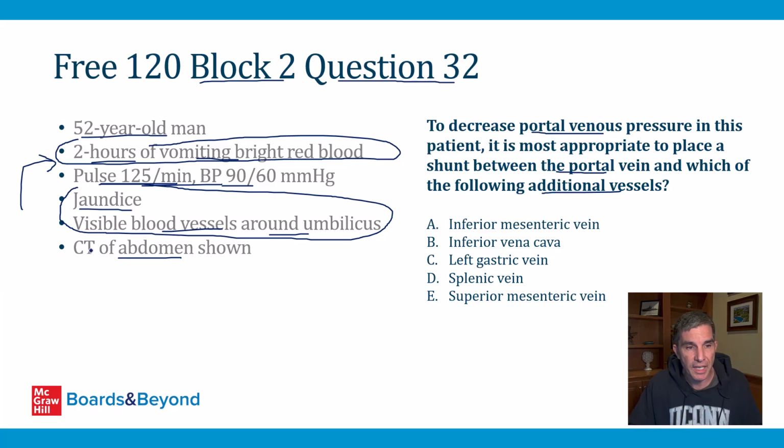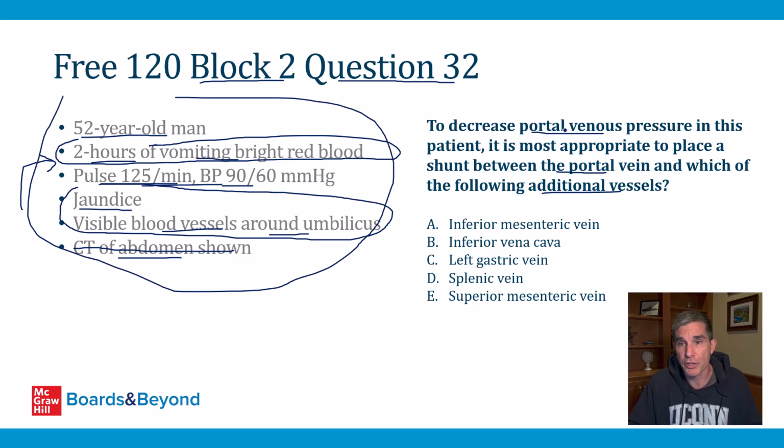They give you a CT scan of the abdomen, but this is irrelevant to answering the question. There's nothing you need to glean from those images in order to get the correct answer. But then, despite all this information, really, they're just asking you a basic first-order question, which is, when you want to lower portal venous pressure in any patient, including this patient, where do you place a shunt to? In other words, what vessels do you connect to the portal system to lower the portal venous pressure?